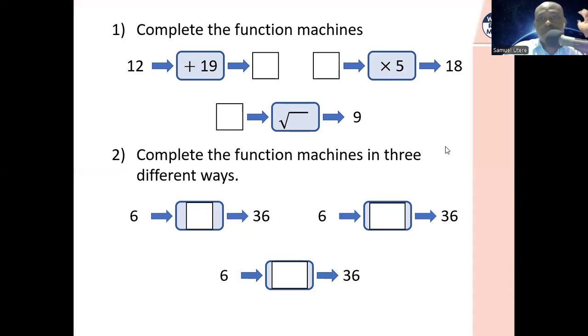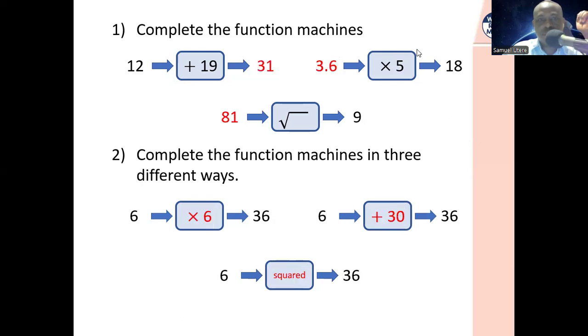Now, I'm going to presume you've done that, so I'm going to reveal the answers and I'll discuss them. Okay, so here are the answers. For question 1, you're asked to simply add 19. So the function machine is adding 19 to whatever input. In this case, our input is 12, and so our output will be 31. This one, the function machine simply multiplies by 5. It simply makes whatever is put in 5 times larger. So here we have 18.